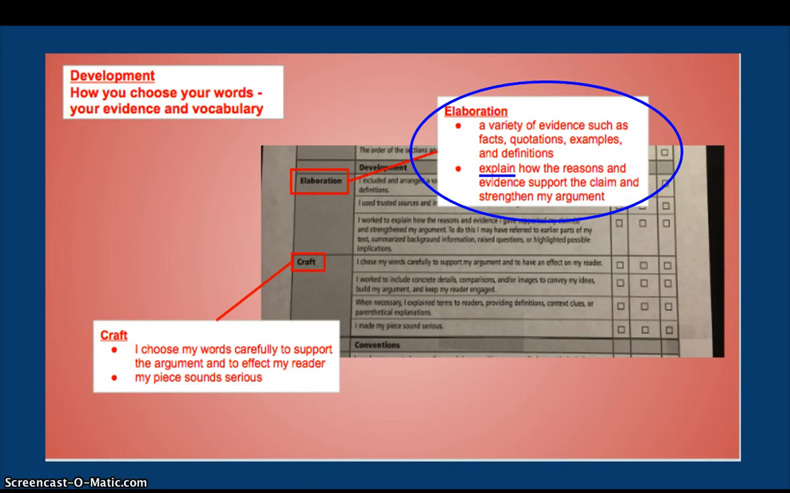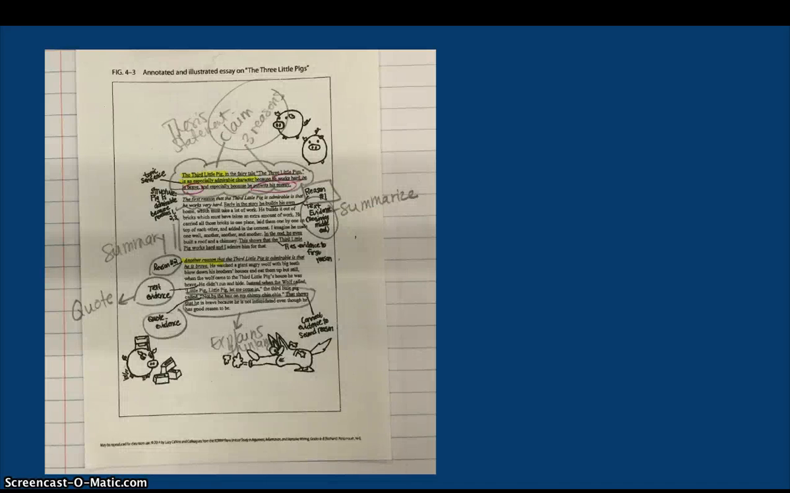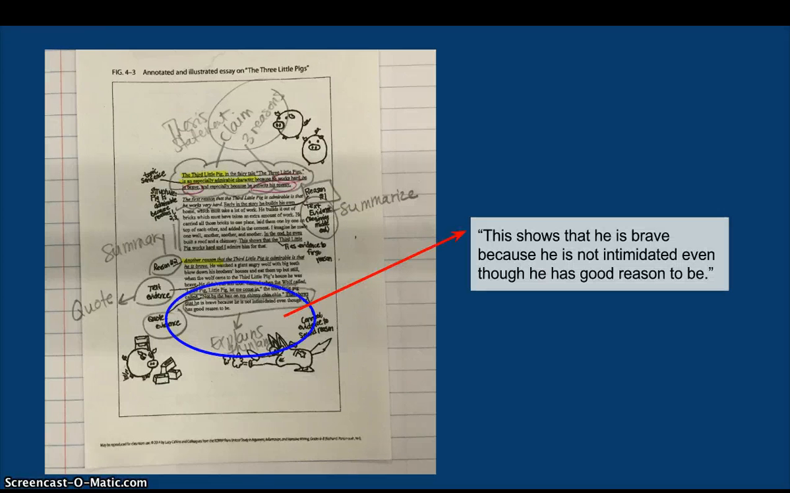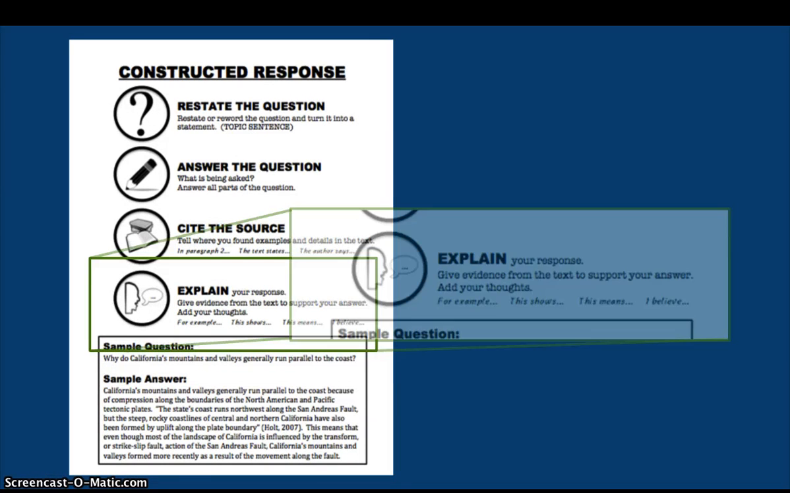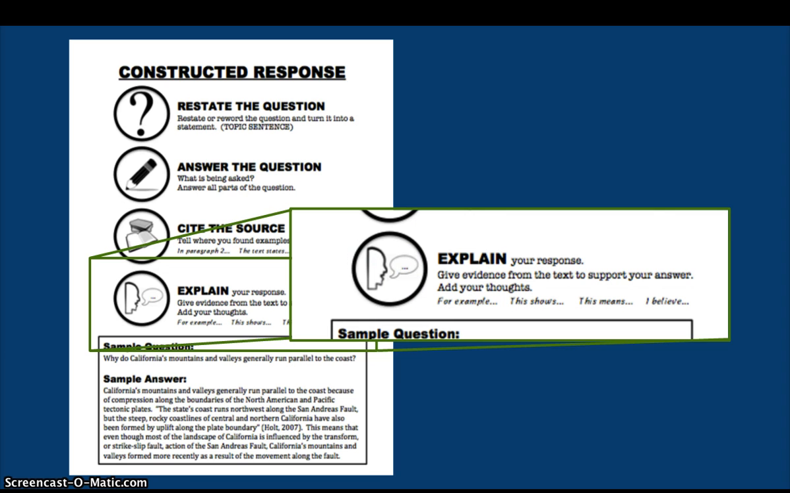and strengthen my argument. It's kind of like what we noticed in our mentor essay, when it said, "This shows that he is brave because he is not intimidated even though he has good reason to be." This sentence comes right after a quote taken from the story of the Three Little Pigs. This sounds kind of familiar. Oh yes, it sounds like the fourth element of a constructed response, the explain your thinking part. You give your textual evidence, then you add your thoughts to explain to your reader how your textual evidence proves you're right. You can use writing prompts like "this shows" and "this means."